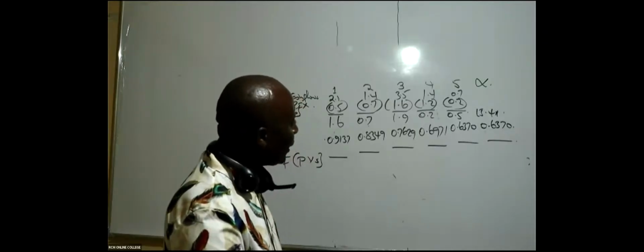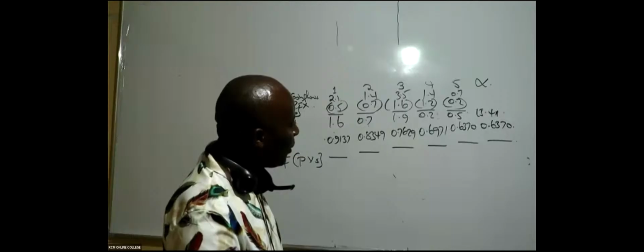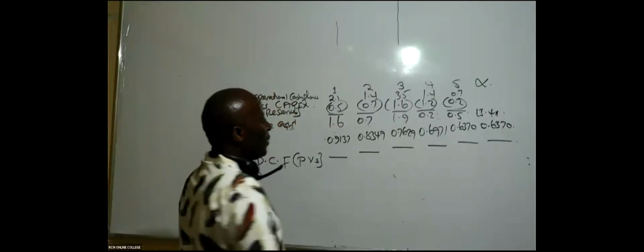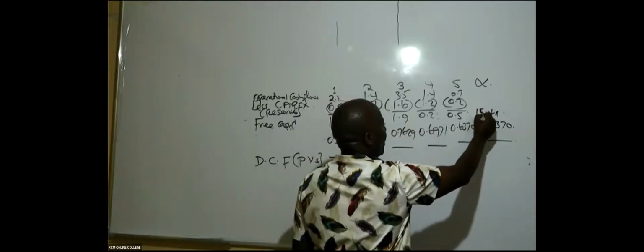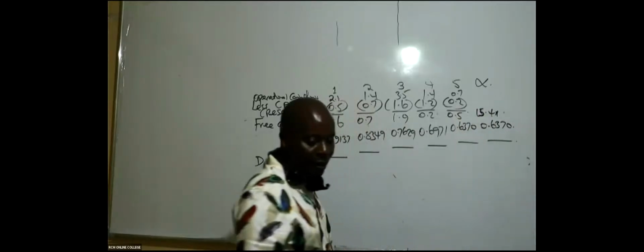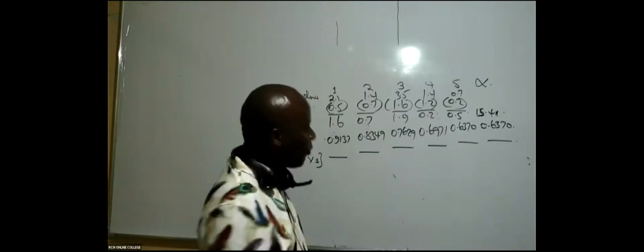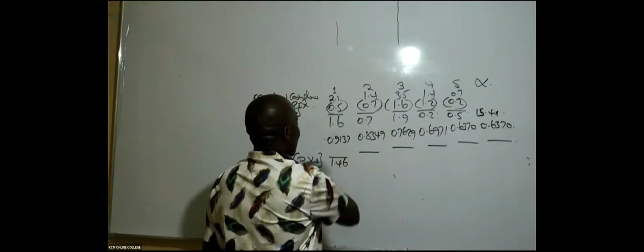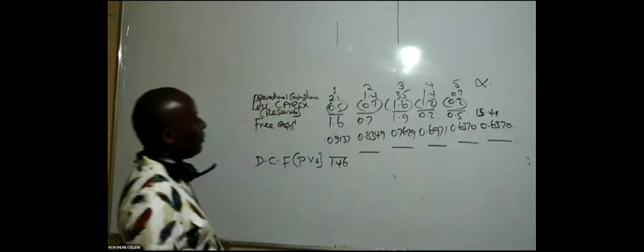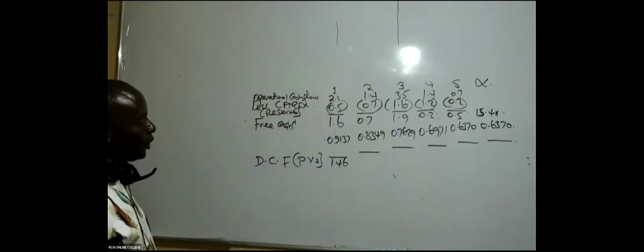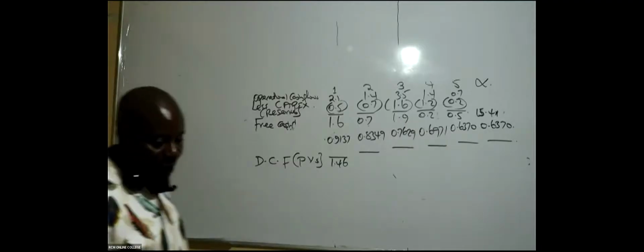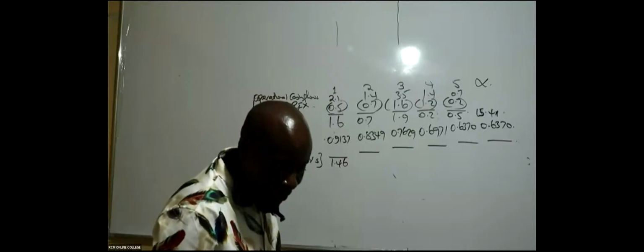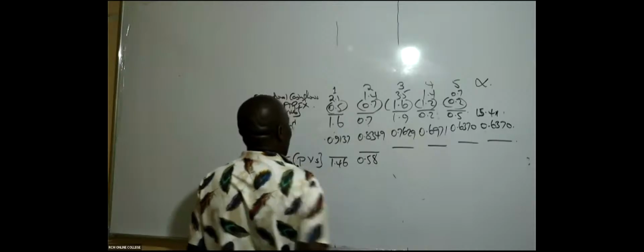13.41. Is it 13 or 15? It's 15, eh? My handwriting is the one that is very bad. It's 15.41. Paul, are you able to see 15? It's 15. Okay. 1.46. The first one is 1.46. How about the second one? 0.7 times 0.83, 0.58. 0.58 for year 2.